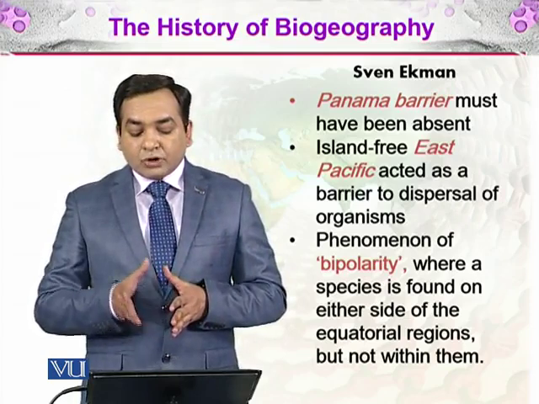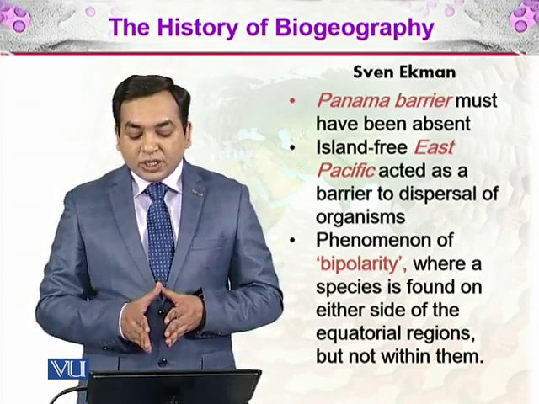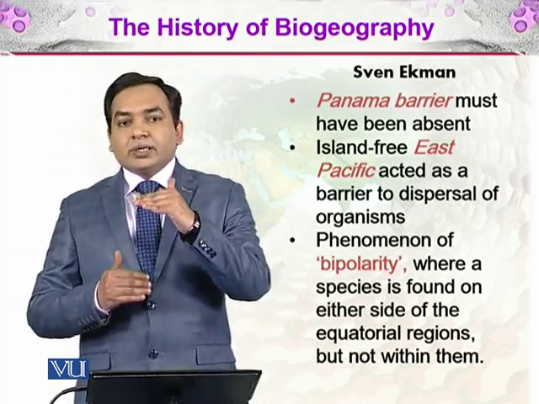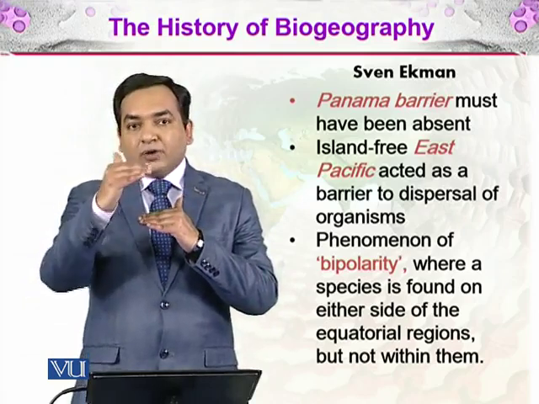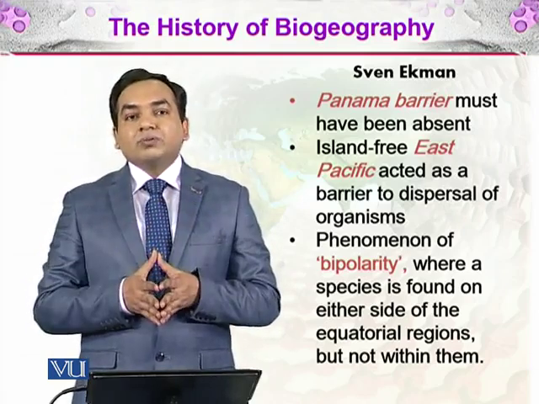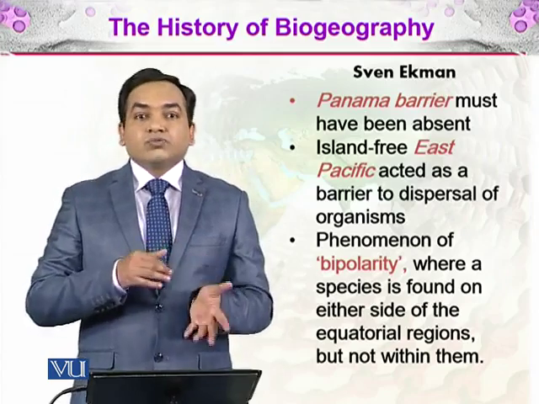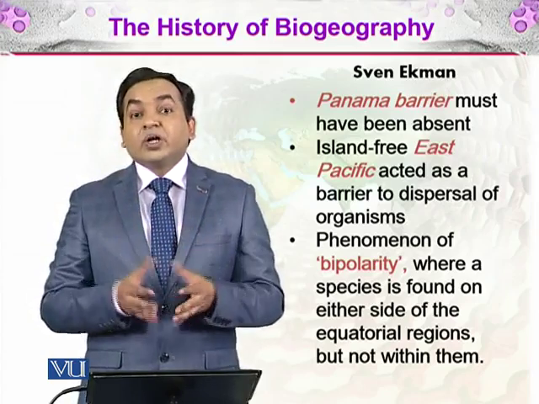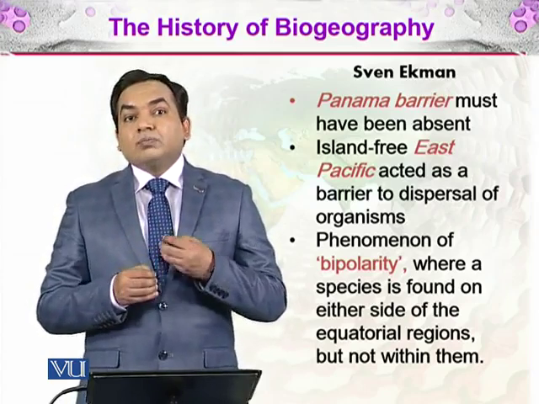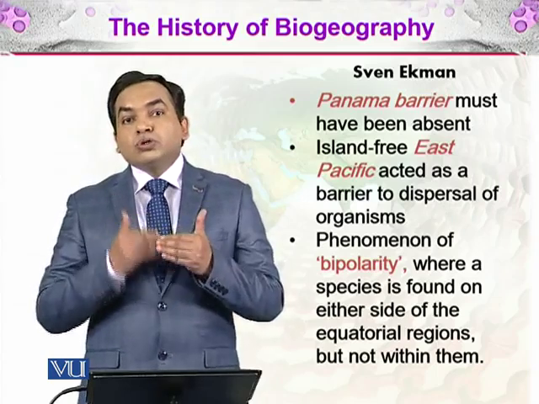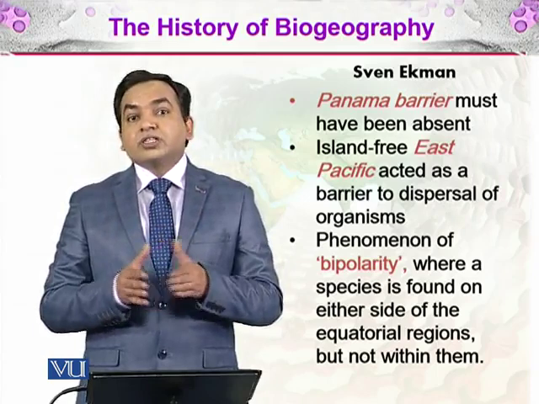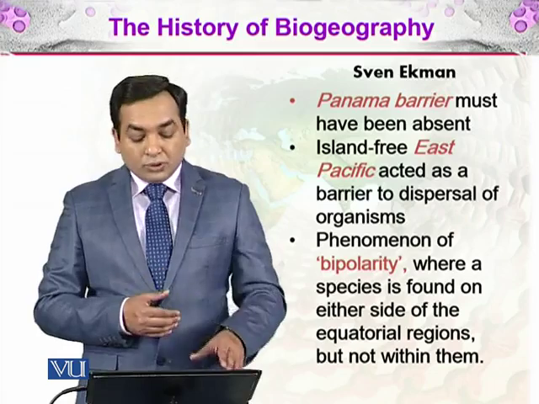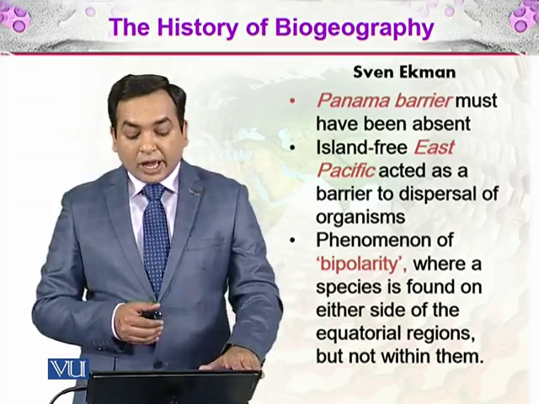He also explained the phenomenon of bipolarity, where a species is found on either side of the equatorial regions, but not within them. A species may be found above the equator or below the equator, but not on the equator because of the different conditions there. Above and below, they are relatively temperate areas, and both have many similarities. Both areas contain certain organisms which are not present on the equator, and he called that bipolarity. This is what Sven Ekman said.